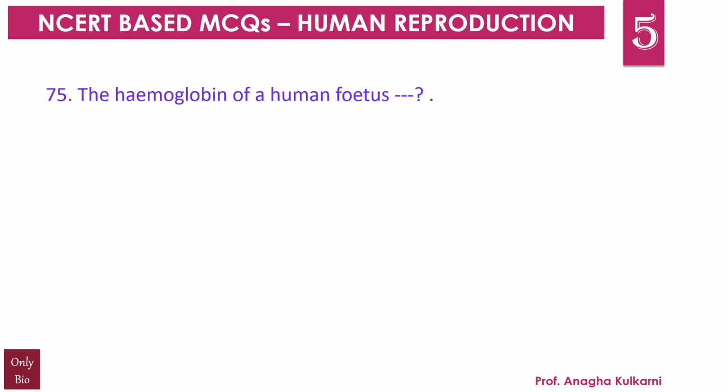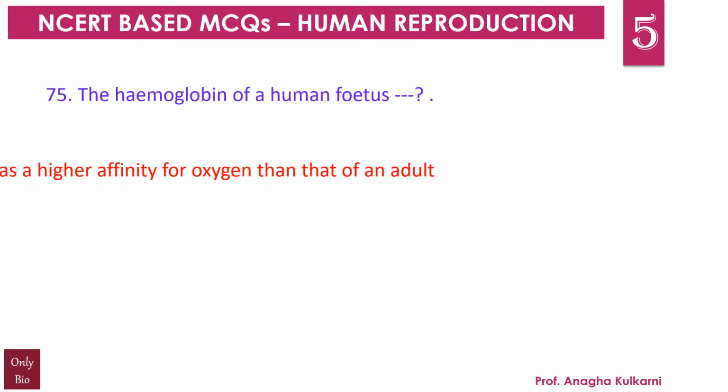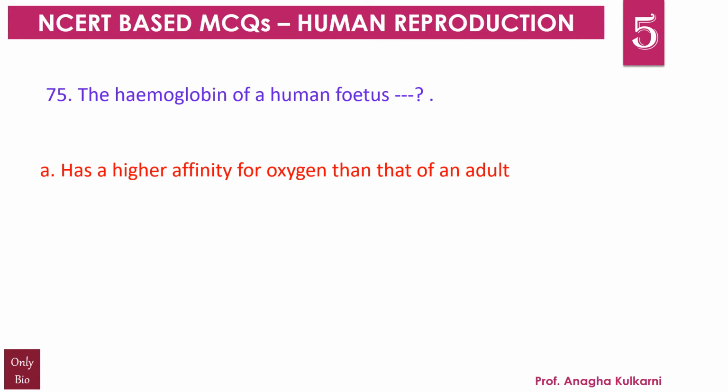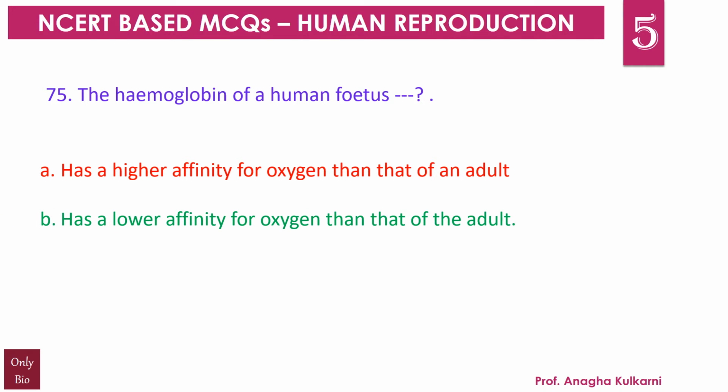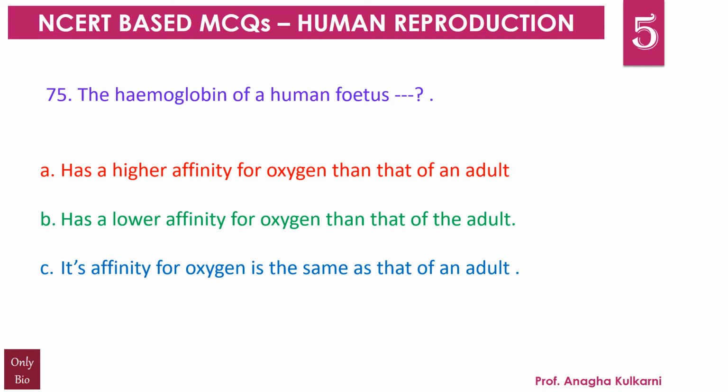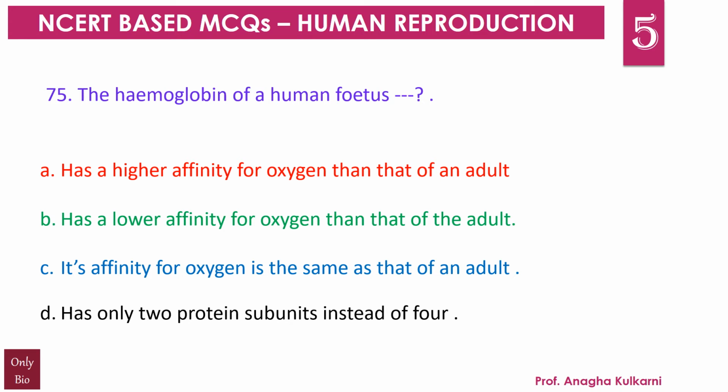Question number 75. The hemoglobin of a human fetus dash. A. Has a higher affinity for oxygen than that of an adult. B. Has a lower affinity for oxygen than that of the adult. C. Its affinity for oxygen is the same as that of an adult. D. Has only two protein subunits instead of four. And the correct answer for this question is A. The hemoglobin of a human fetus has a higher affinity for oxygen than that of an adult.